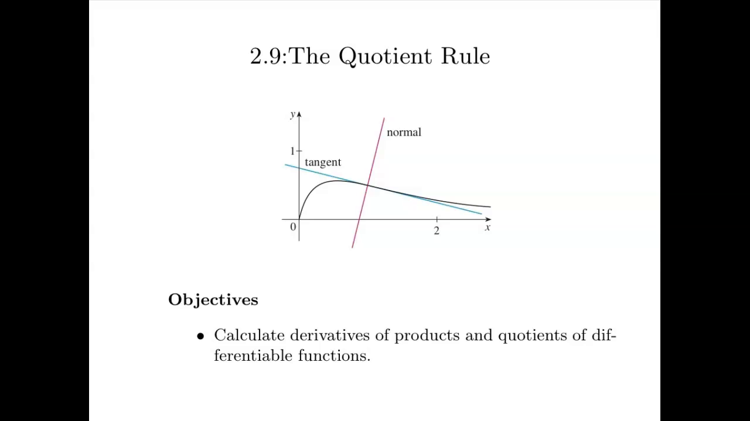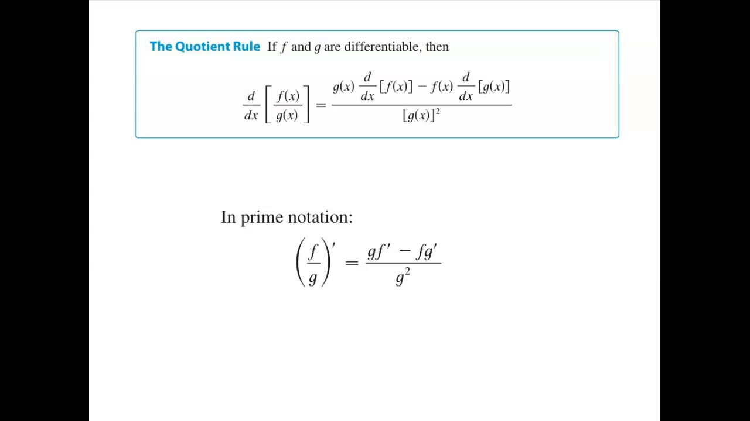So here's the quotient rule. I'm just going to start off by having you write it down. The blue box is the Leibniz notation version, and down here we have prime notation, which is a little easier to look at. If you are taking the derivative of the quotient of two functions, f divided by g, the way you do that is g f prime minus f g prime, divided by g squared. So that's just the regular function g quantity squared.